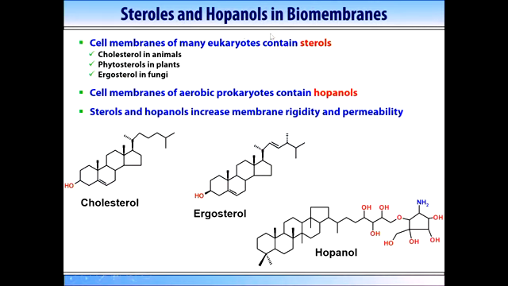So sterols and their derivatives in biomembranes. Cell membranes of many eukaryotes contain sterols. These are cholesterol in animals, phytosterols in plants, and ergosterol in fungi. Cell membranes of aerobic prokaryotes contain hopanols. These are compounds which are somewhat analogous to cholesterol, but made very differently, and as you can see, they have the polar side on the completely opposite side of the molecule. All these cholesterol derivatives inside the membrane increase membrane rigidity and permeability.